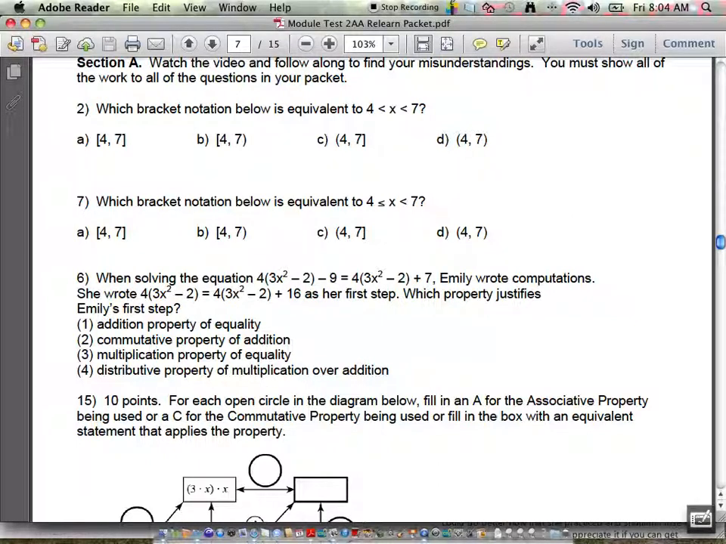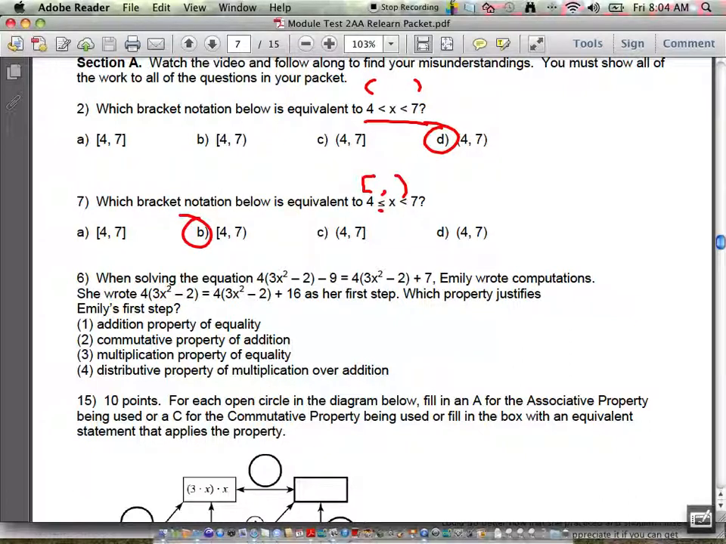So, which bracket notation below is equivalent to this? Well, it's got to be parentheses on both sides because they're both not equal. So, I'll go to D. Next one, which is equivalent to this? Well, here we have an or equal to, so that's got to be a bracket, and that's got to be a parentheses. So, I'm looking for bracket parentheses, choice B.